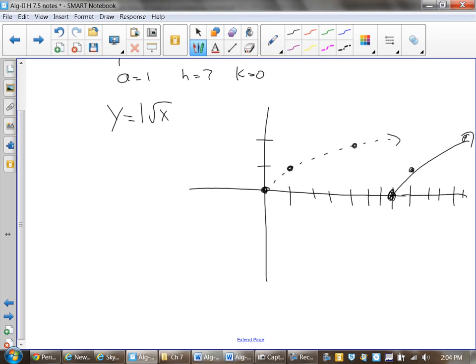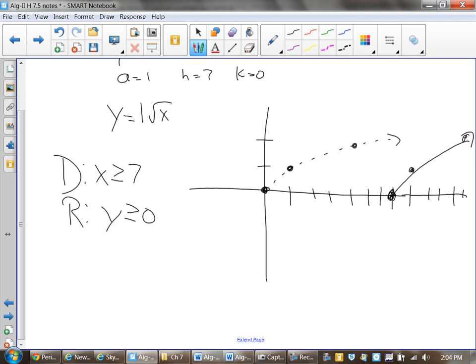What else do I look for on graphs? Domain. In this case, remember when I look for my domain, I always look at my shifted graph. What is the smallest value of x for my shifted graph? 7. So my domain is going to be x is greater than or equal to 7. For my range, I'm looking for the smallest value of y. 0. And since my graph is moving upward, y is going to be greater than or equal to 0. Those are your domains and ranges.